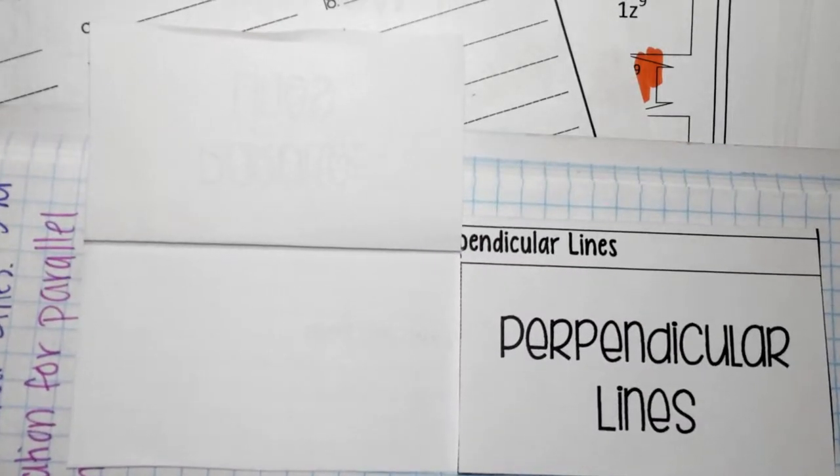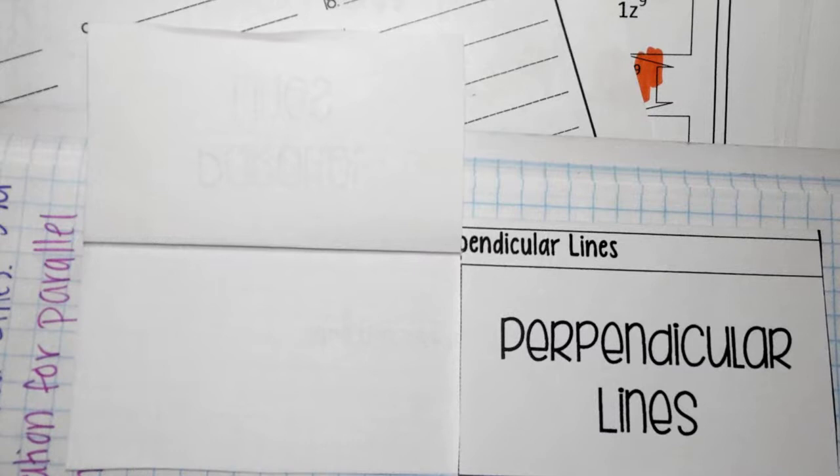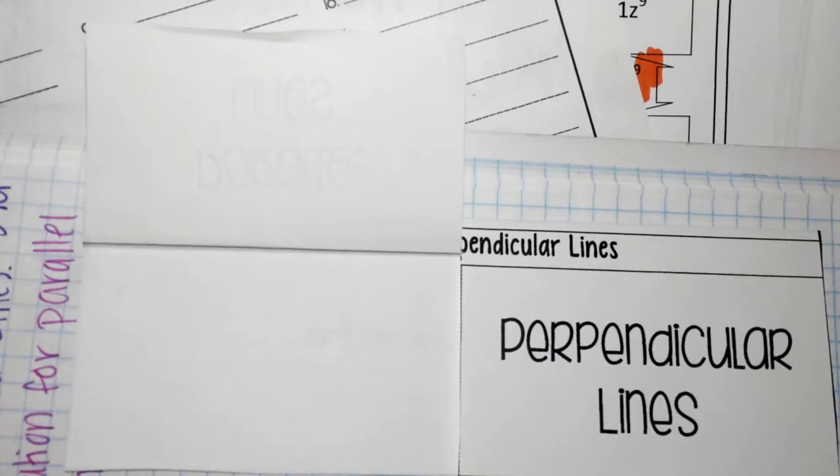Wait, we got one. Darling, cut this out first and then we'll do this. Okay. 37A.